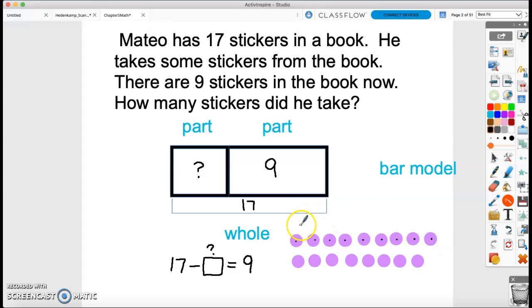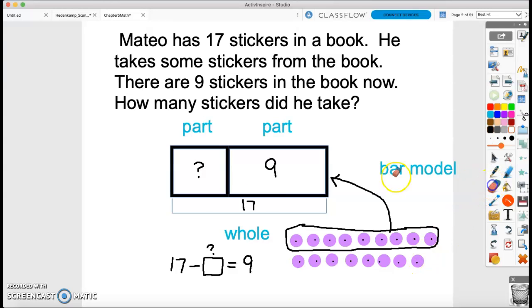So I know right here, I have 9. So I know 9 is one part that he ended up with. And so I'm going to count how many he had before. 1, 2, 3, 4, 5, 6, 7, 8. So the 8 is the some stickers that were taken away from him. So I know that 8 is my other part.